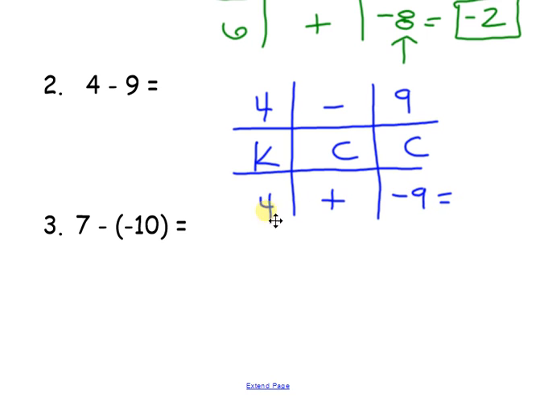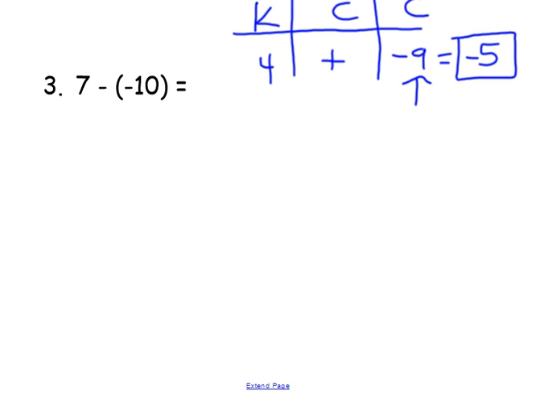Now we solve. There's two different signs, and so I'm going to ignore the signs and subtract the two numbers. 9 minus 4 is 5. 9 is the bigger number, so I'm going to keep that negative sign with the answer, and my answer is -5.